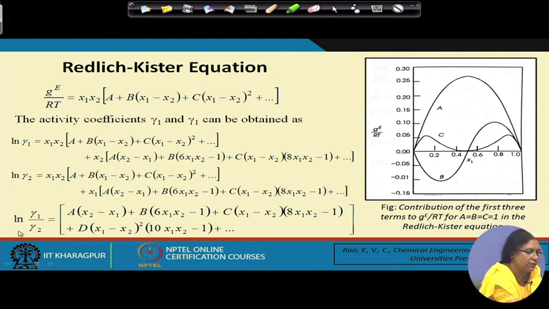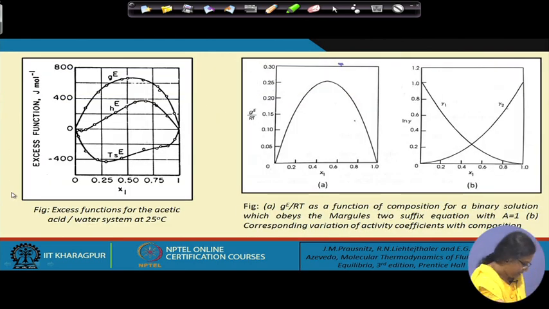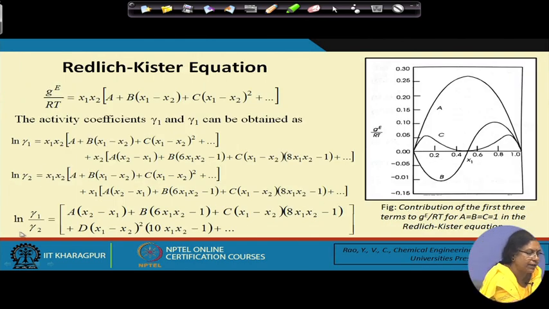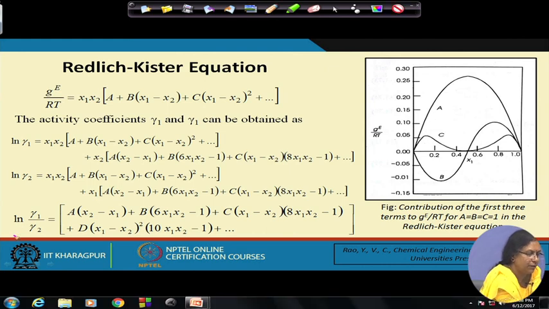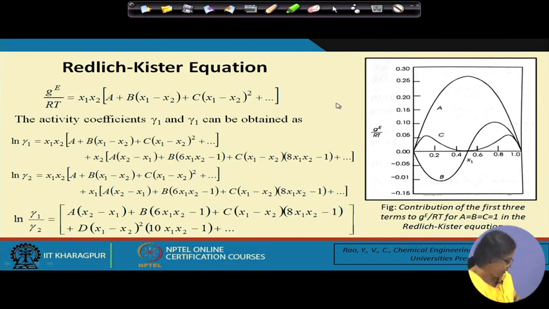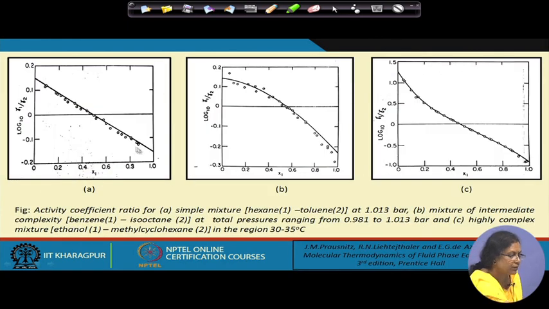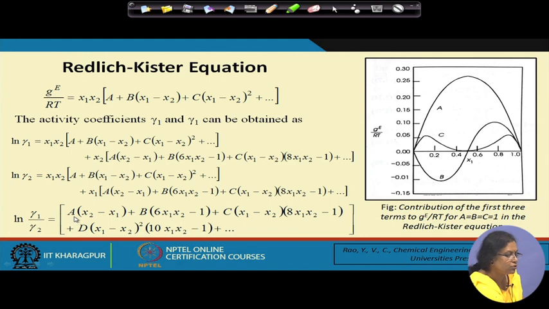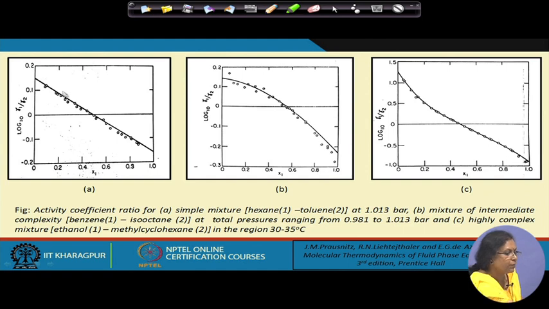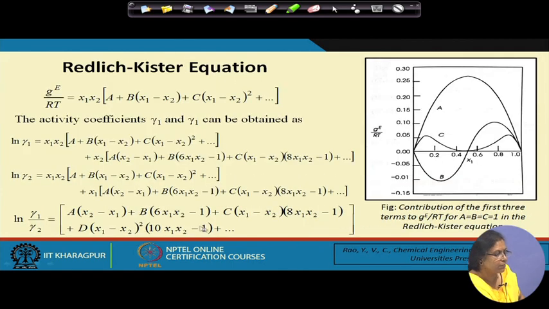Now, from this equation we find that we can find out ln gamma 1 by gamma 2. So, if we compare this expression as well as the graphs here, what do we see? If we compare this particular equation as well as the curves here, we find that for the first curve, it is sufficient to use just one particular term in ln gamma 1 by gamma 2. So, therefore, the first curve represents those solutions which can be accurately predicted by the 2 suffix Margules equation.